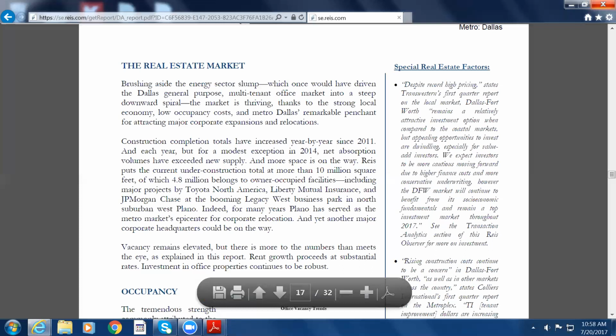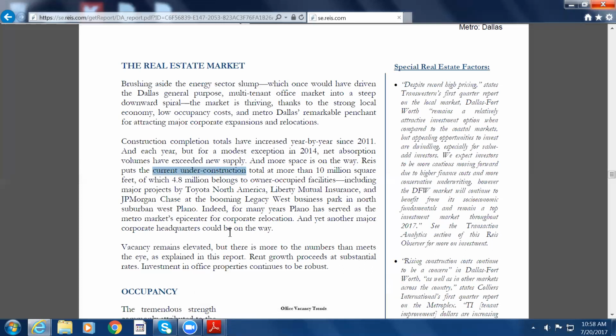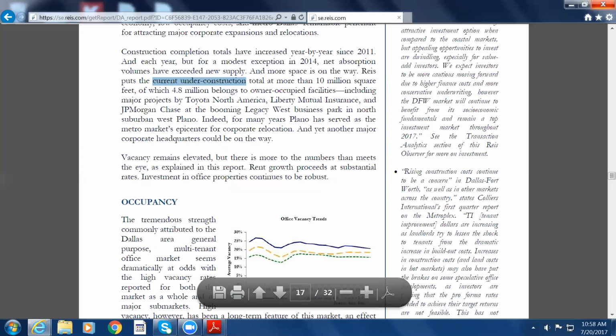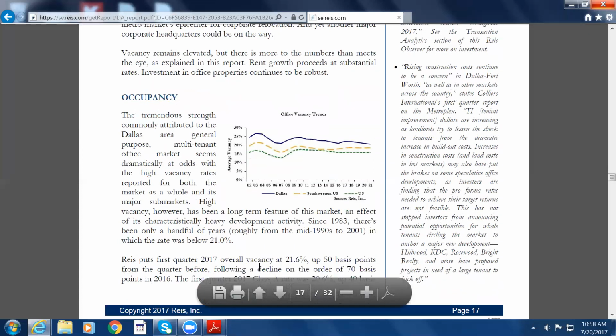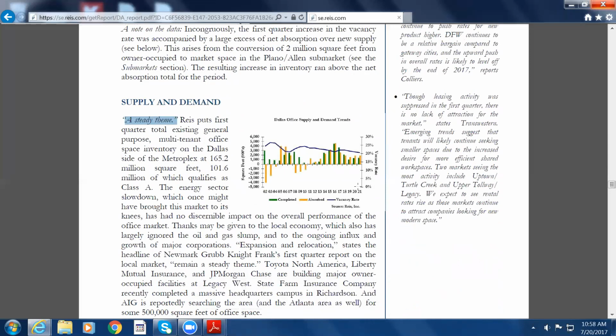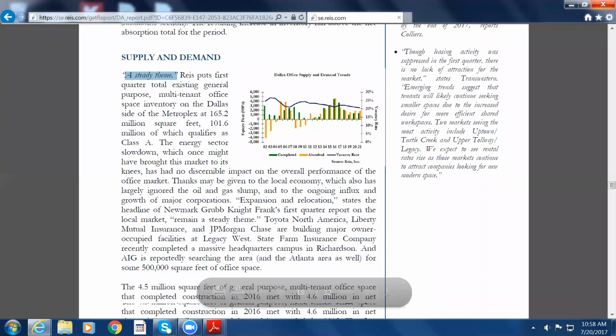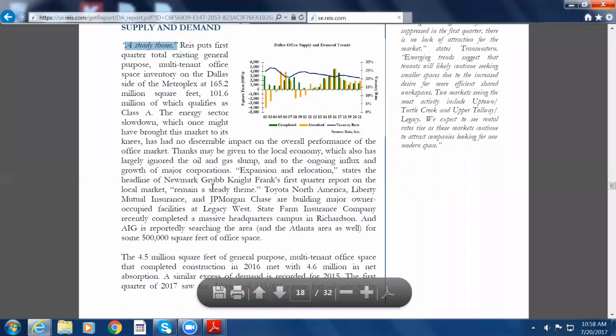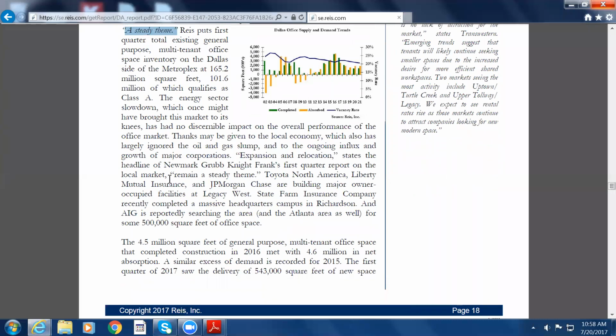So what does the absorption figure look like? How's that affected by the properties that are under construction? Let's jump down here. We also get more into the supply and demand. It looks like a pretty steady theme here. And then who are some of those major tenants that have left the market or who are coming online? State Farm, that's something that I did hear about. 500,000 square feet came online.